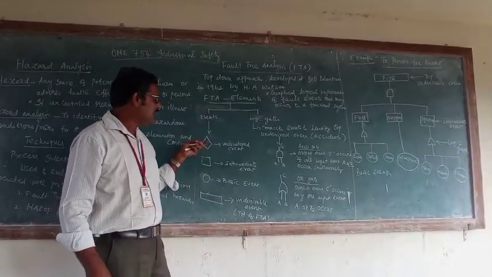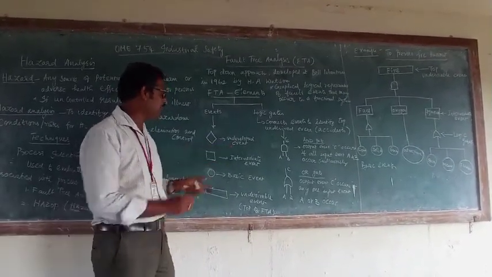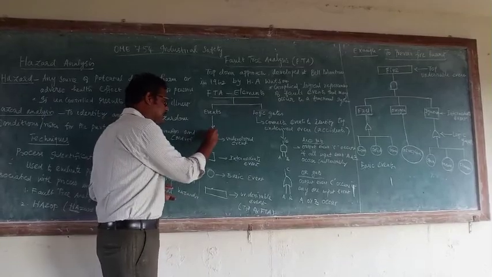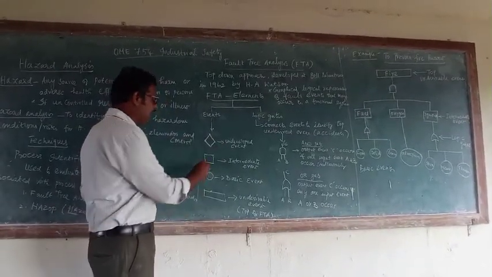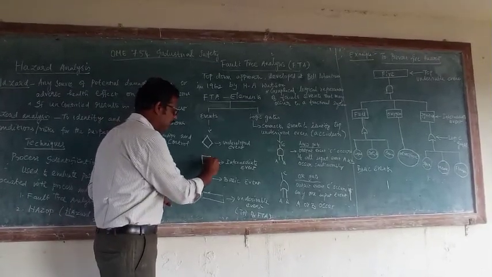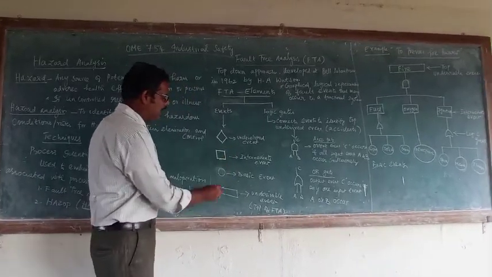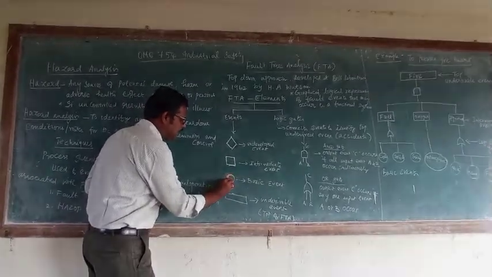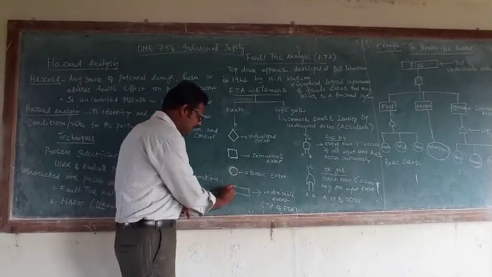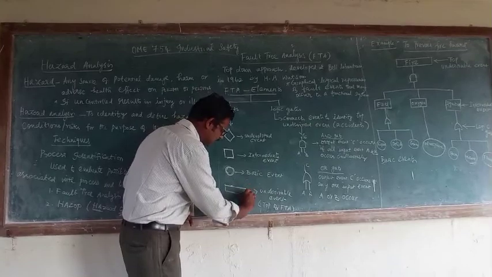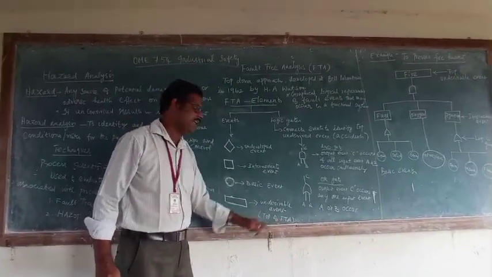So these events are mainly classified into four types. One is the undeveloped event, and the symbol is a diamond shape. Second is the intermediate event, given by the square shape symbol. Third is the basic event, given by a small circle. And the rectangular shape represents the undesired event, which is the top of the fault tree analysis.